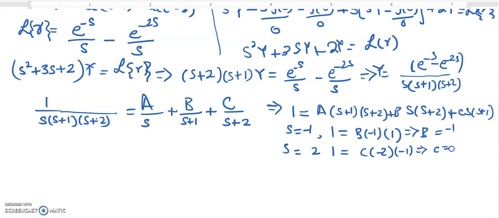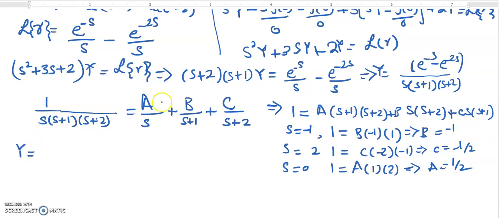So c will be minus 1 by 2. And if we take s equal to 0, then 1 is equal to a into 1 into 2, and b and c will vanish, so a will be equal to plus 1 by 2. So the partial fractions will be in terms of this.